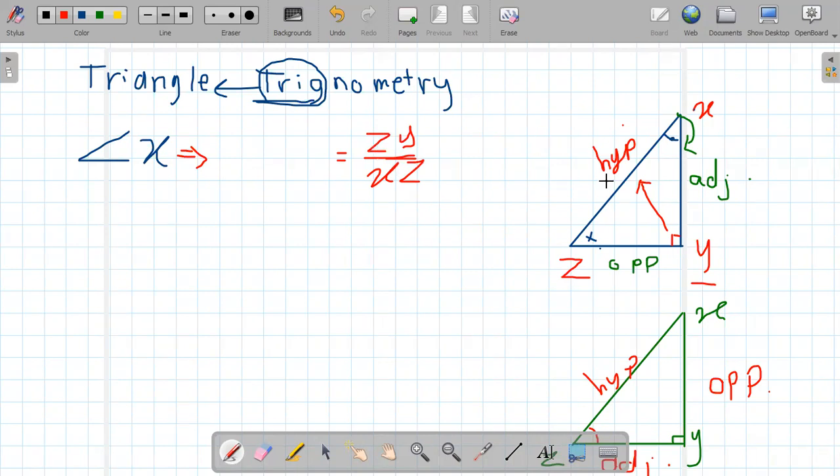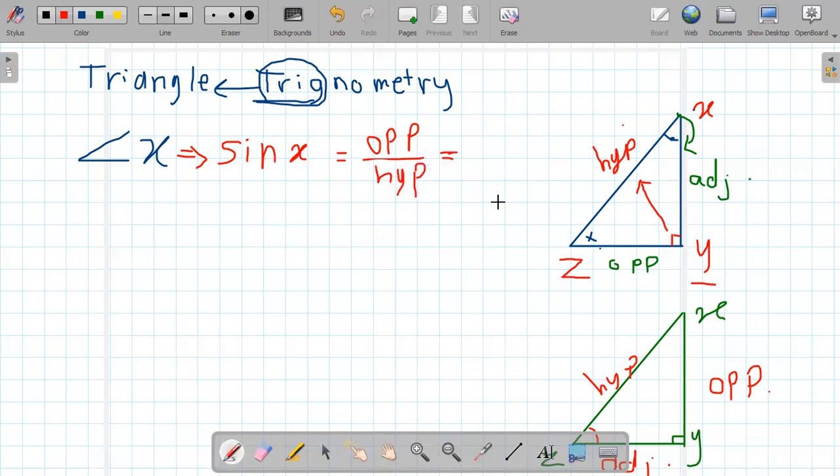Now the ratio of the opposite over the hypotenuse has a name. The ratio between the side opposite to angle X and the hypotenuse is called sin X. Let's write it by the rule first: sin X equals opposite over hypotenuse. Do you understand, Mayar? Yes. Sin X means the opposite to angle X over the hypotenuse.